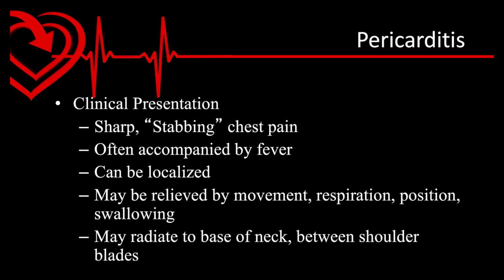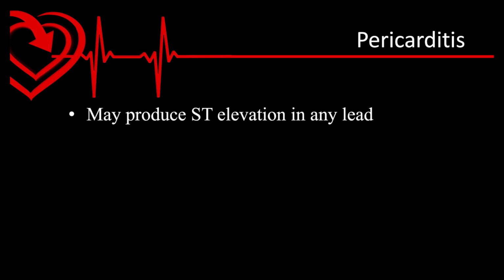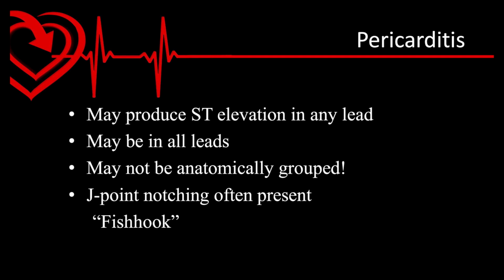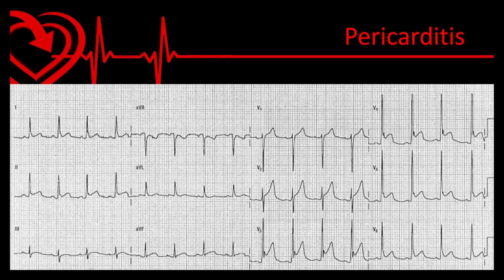It may radiate to the base of the neck, which sounds very similar to what we characterize cardiac chest pain going to the neck and the jaw, in this case the neck and perhaps the shoulder blades. The reason it's confused for MI is that it can produce ST elevation in any lead. It can produce ST elevation in all leads, which is a good clue because an MI won't do that. And it may not be anatomically grouped. In other words, you might see ST elevation in 2 or 3 different leads, but they aren't contiguous leads and they aren't looking at the same part of the heart, which does not give any indication of a blocked artery. And that fishhook appearance is another clue.